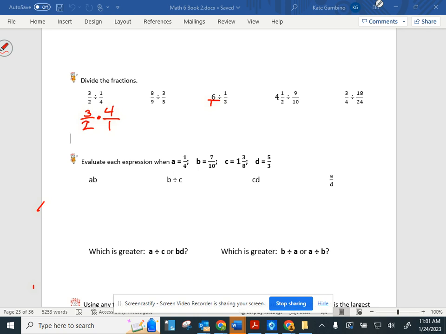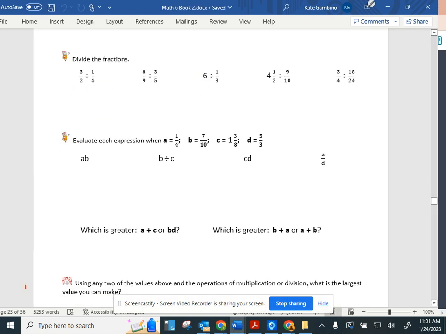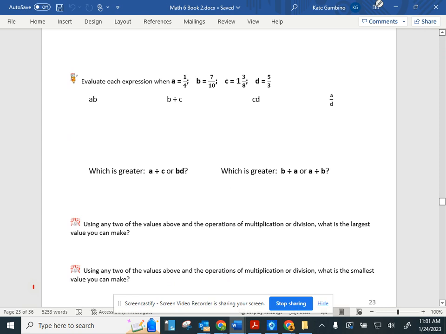So, how are we feeling about multiplying and dividing fractions? Great. Okay. So now let's look at the new part to it, because we've done multiplying and dividing fractions before. We just need to refresh ourselves on how to do it.